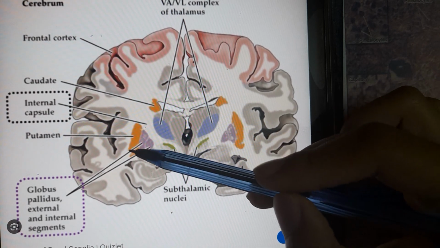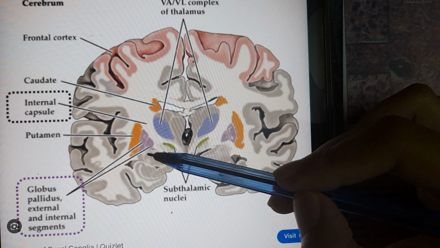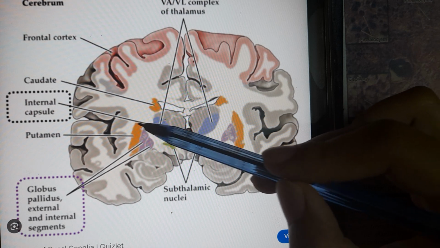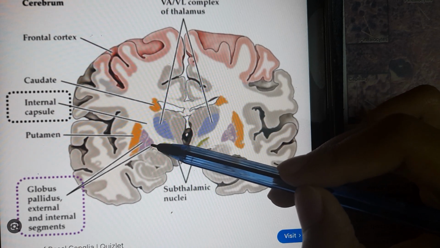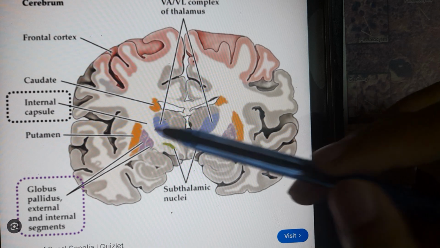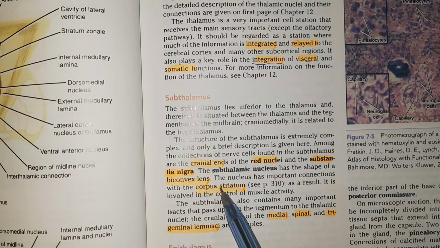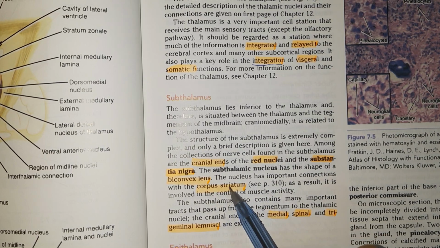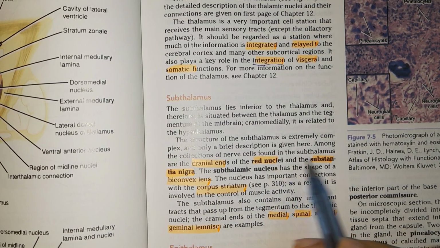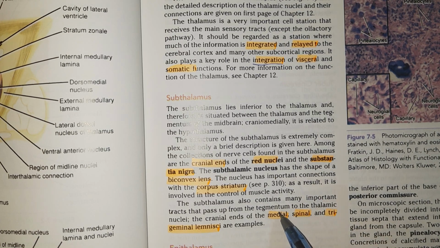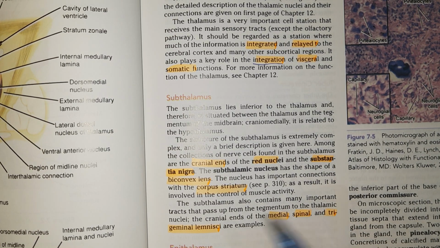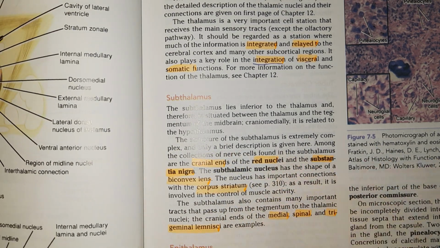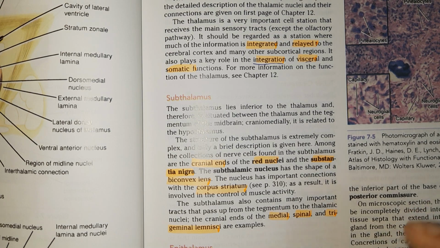Now these are the internal nuclei of the cerebral cortex. So the subthalamus has connections with these internal nuclei, and one portion of these internal nuclei is known as the corpus striatum. So the subthalamic nuclei also have connections with the corpus striatum. Also, it constitutes the red nuclei and the substantia nigra, and the medial, spinal, and trigeminal lemnisci pass through it. So we are done with thalamus as well as subthalamus. In the next video, we are going to read about the epithalamus, etc.